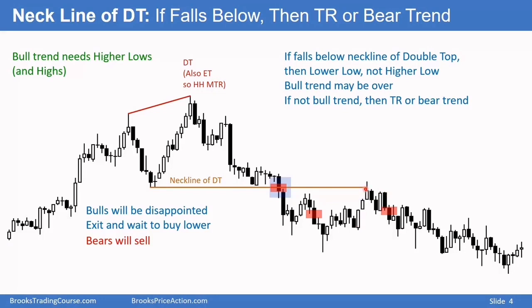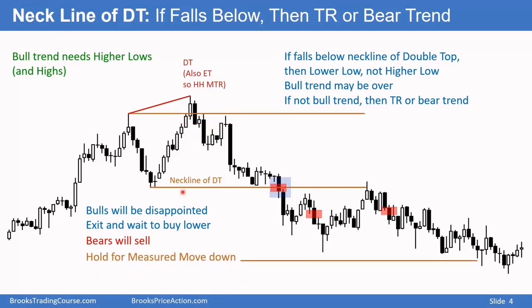3 consecutive bull bars. A lot of bears prefer to take a second entry short. So instead of selling below this bear bar, they'll sell below this bear bar. It's a second entry short, double top, test of the neckline. And traders look for a measured move down.